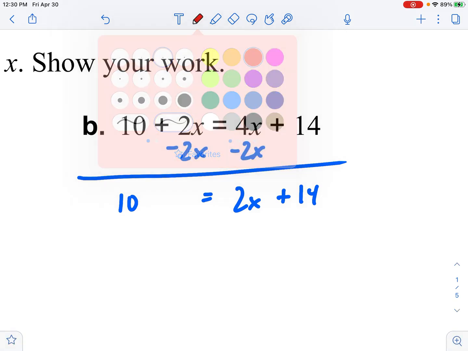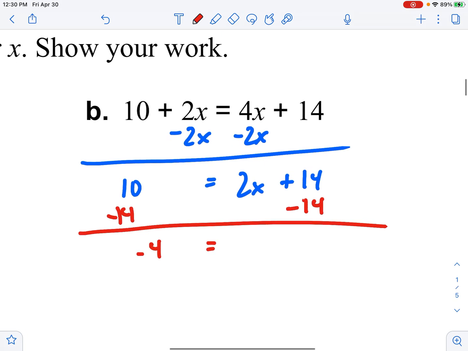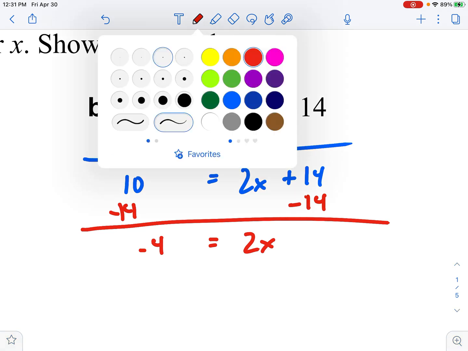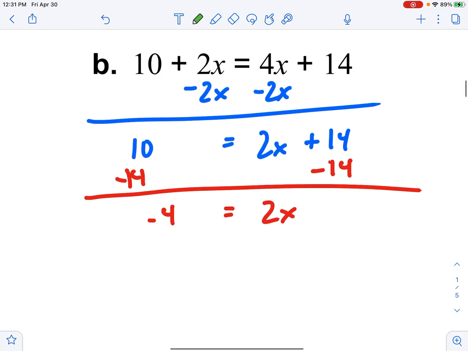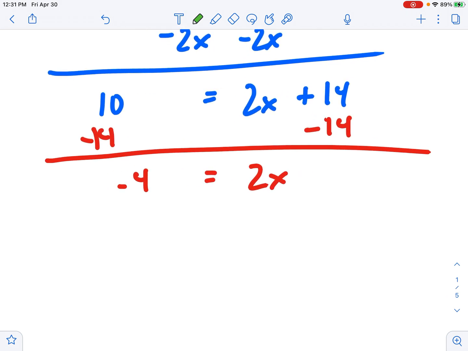Now, I could do either way. I could subtract 10 from both sides. I could subtract 14 from both sides. I'm going to subtract 14 from both sides because I want to deal with the side with the variable. So 10 minus 14 is negative 4. Negatives aren't bad. Just got to pay attention to them. Most students lose track of the negative, but that won't be you, right? It'll be the kid next to you, not you. Let's keep an eye on that negative.